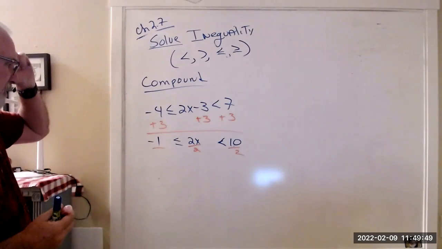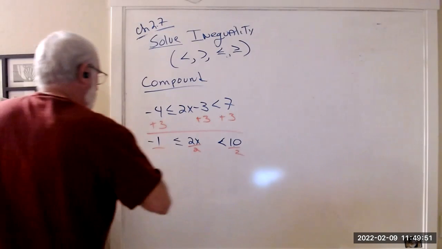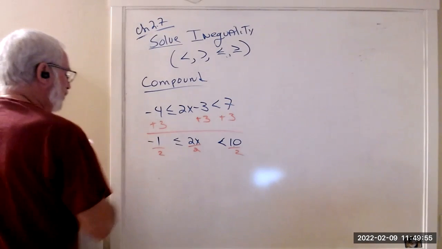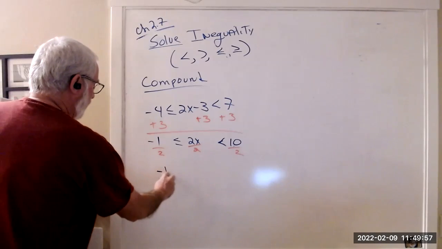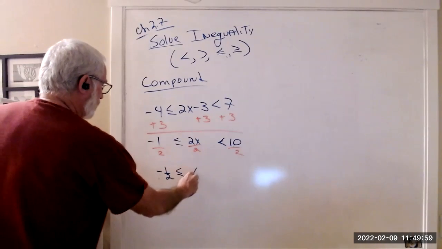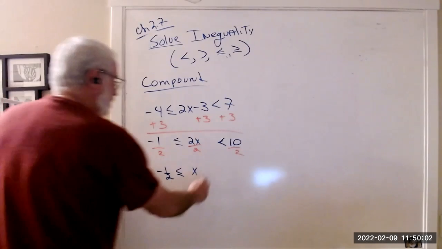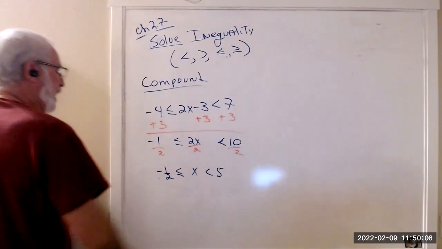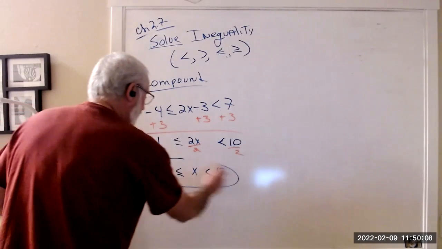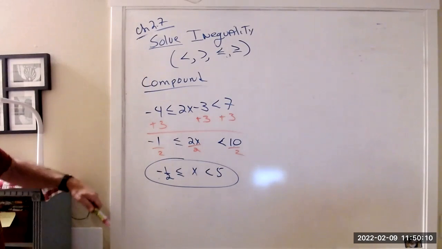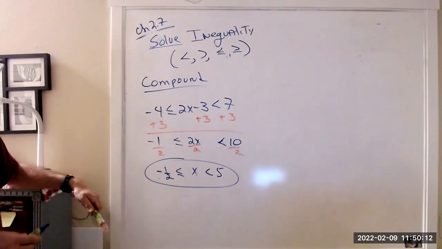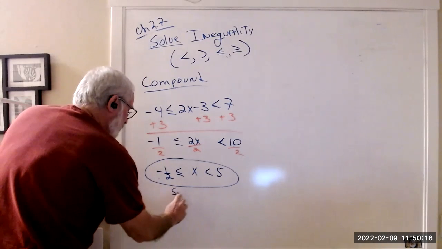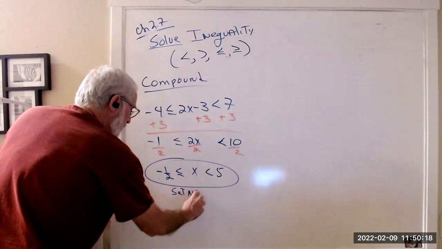So I divided everybody by 2. This is just ugly. This is -1/2 less than or equal to x, less than 5. Now, we're done because x is as alone as it can get in the middle. It's done. This was called set notation.